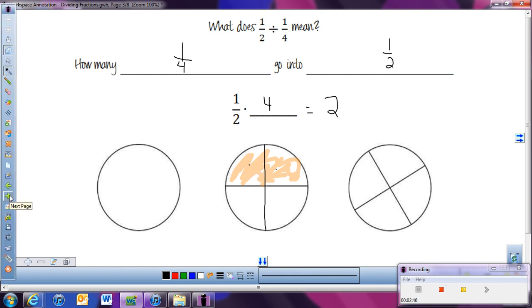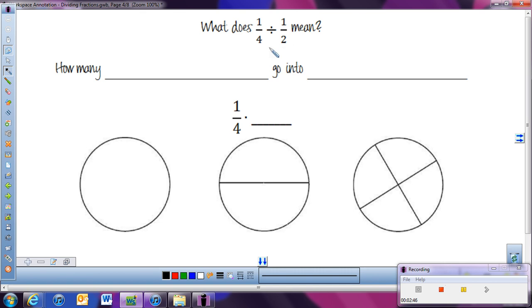This one's just a little bit more complicated because we're going to switch our fractions around. Same fractions we were using before, but we're writing them the other way this time. What does 1/4 divided by 1/2 mean? Well, it means how many 1/2s go into 1/4. Now you may be thinking, well, a half is bigger than a fourth, so a whole half doesn't go into a fourth. And you're right. So our answer is going to be a fraction.